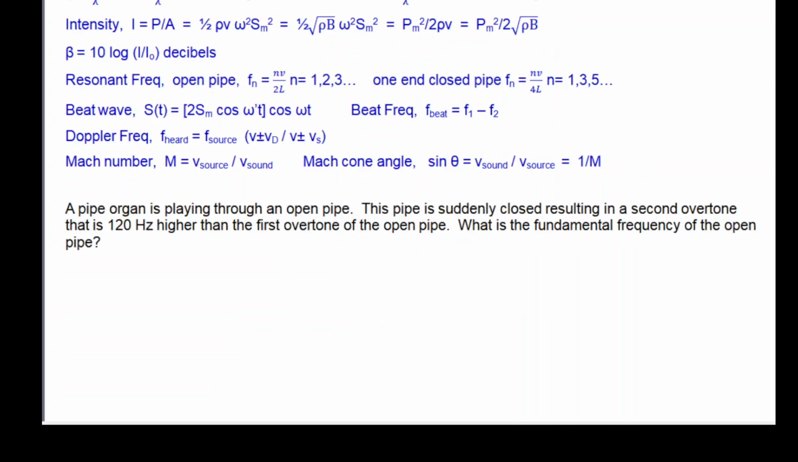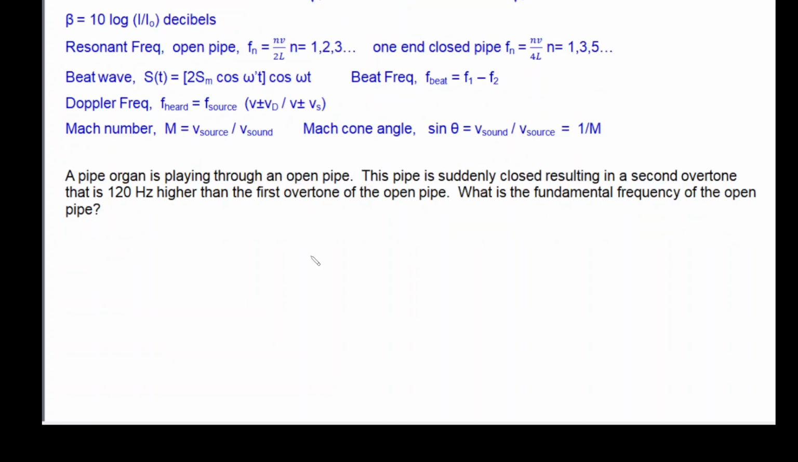Let's do one more problem. A pipe organ is playing through an open pipe. This pipe is suddenly closed, resulting in a second overtone that is 120 hertz higher than the first overtone of the open pipe. What is the fundamental frequency of the open pipe? Well, let's first describe and define a few things.